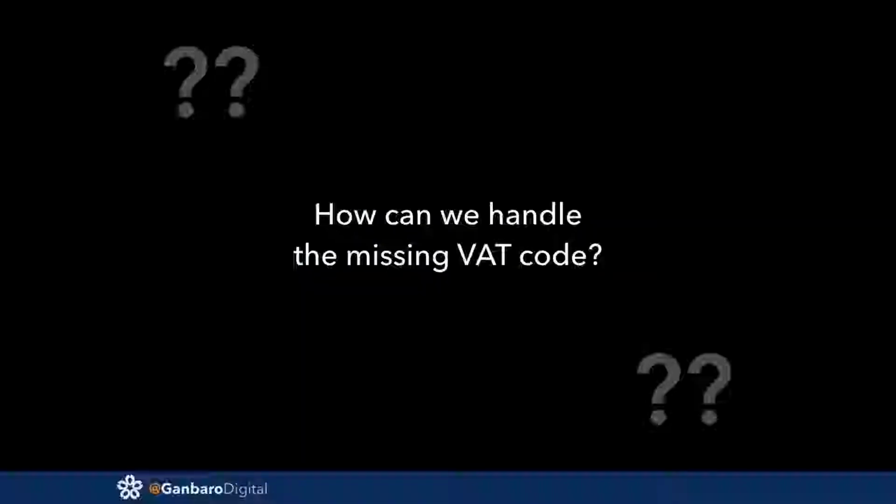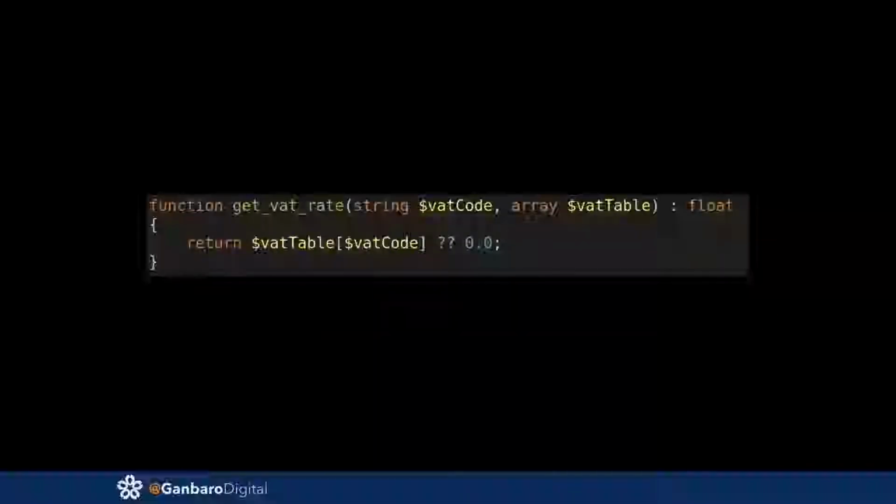So what do we do? Right now, the function returns a VAT rate of 0. Are you happy with that? Would you do something else? Okay, if you're not happy with it, why aren't you happy with it?